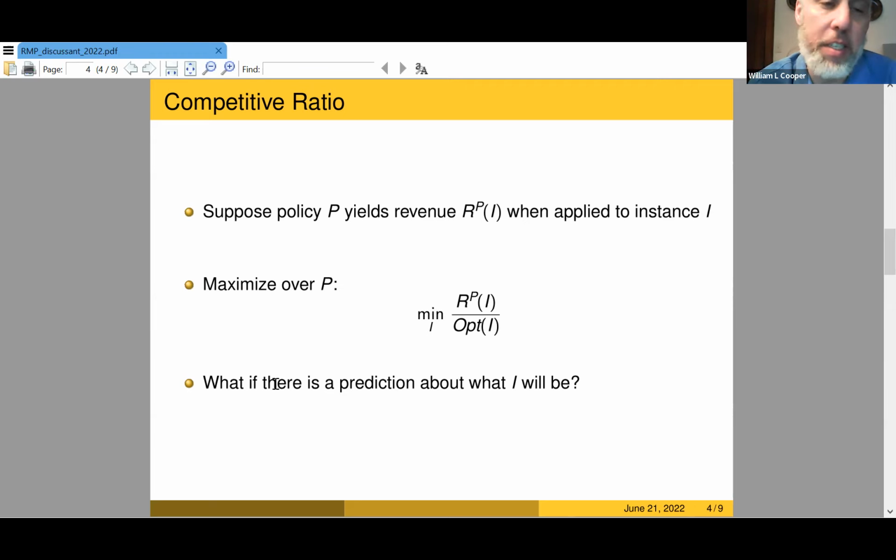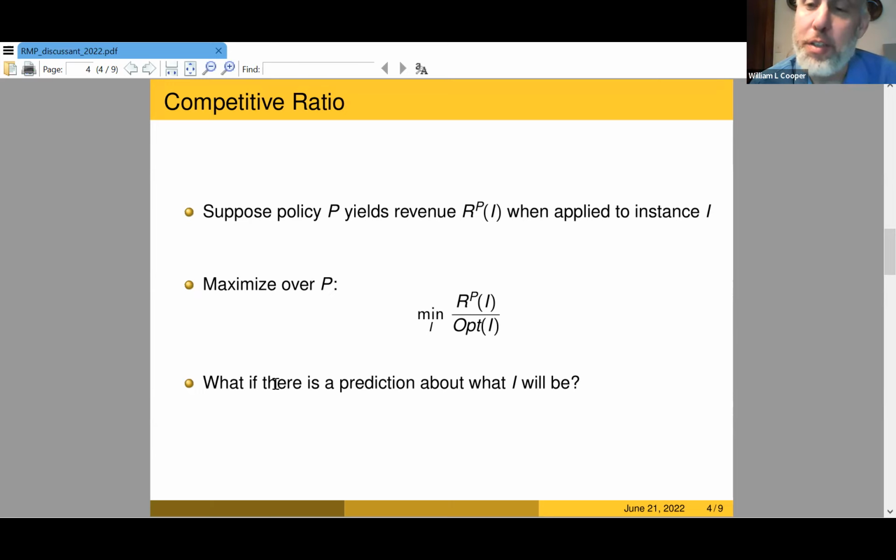So given this particular policy I'm looking at, it's finding in some sense the worst instance for this policy, where worst is being measured relative to the clairvoyant optimal. So after I do that for each I, then I would maximize over policies. And so this approach has been used before.